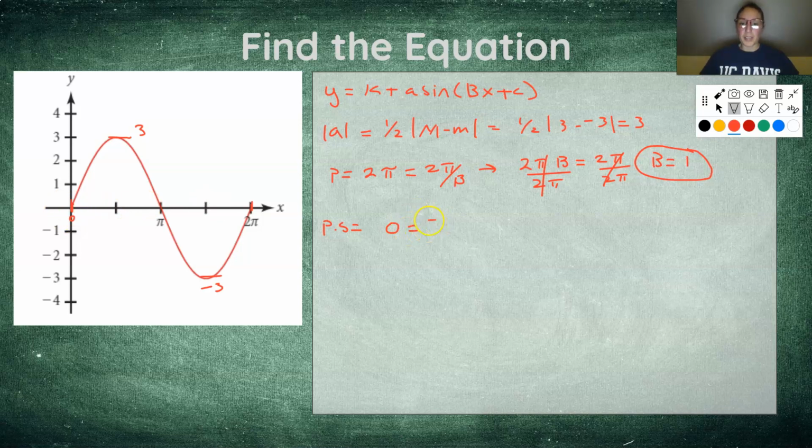But phase shift is equal to negative c over b, and we know that b is 1. So 0 is equal to negative c. This implies that our c is 0. Okay, and what about our k?